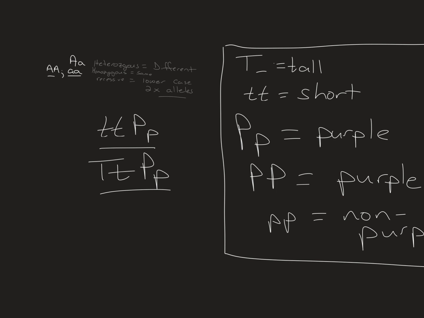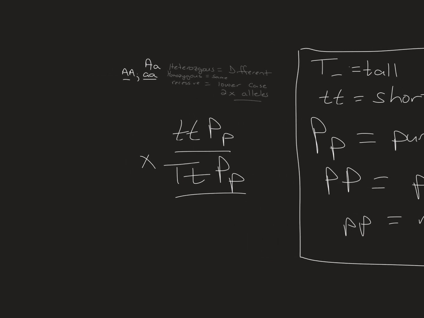Why do they say heterozygous for tall and heterozygous for purple? Because it could be homozygous, right? There has to be a clue there to tell you what's going on. Notice I figured out the purple was dominant because whatever the heterozygous shows is the dominant trait. Okay. So these two are being crossed.